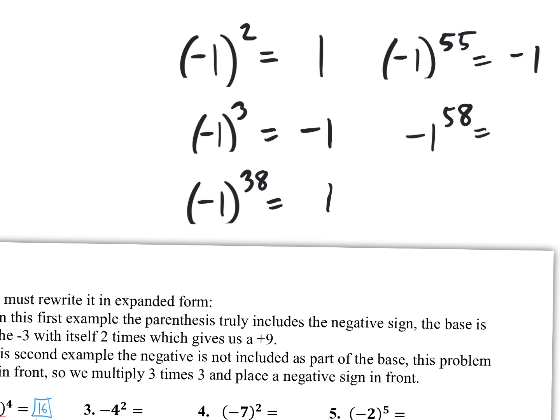I didn't put parentheses around it. So what does that mean? That you've got 1 to the 58th, that's just 1, and you put the negative in the front. Okay, so be careful with those details. I apologize, I probably shouldn't have done that. My bad.